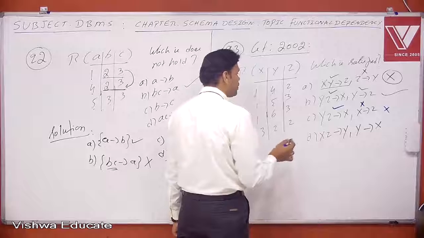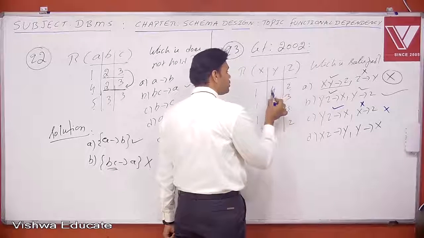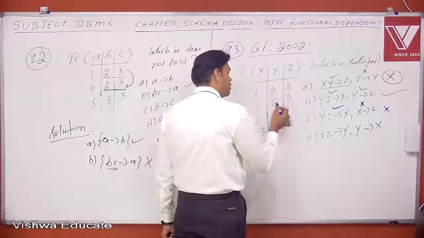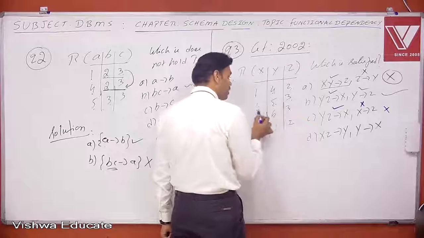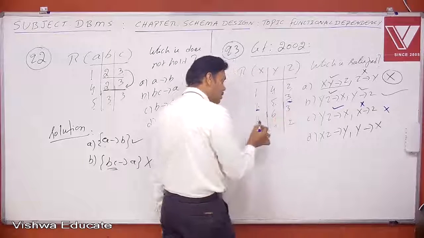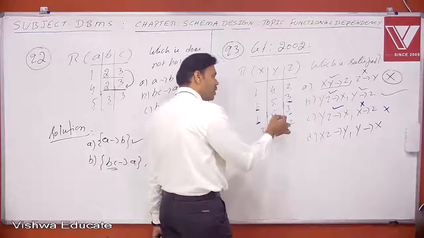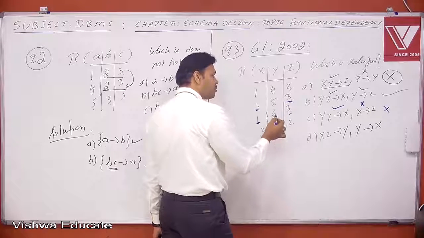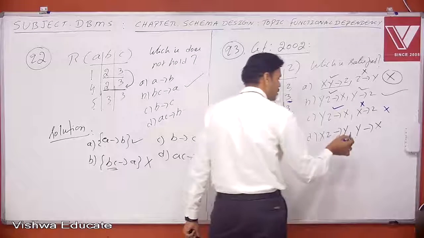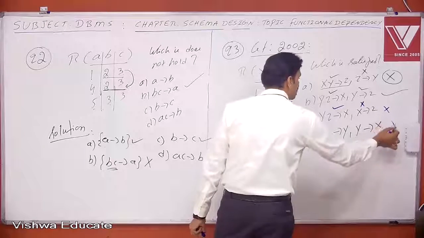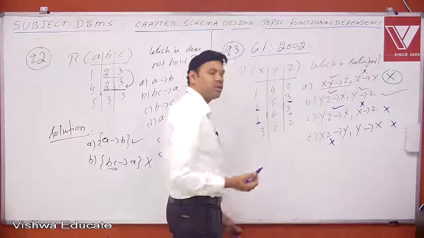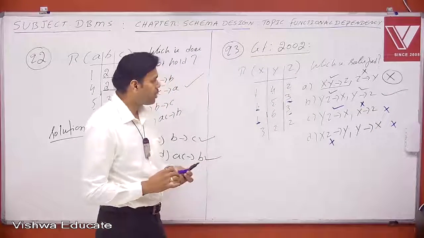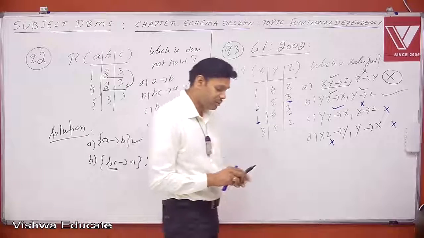Z to X, Z to Y. So 1 2, 4 1, 3 5, 1 3. Yeah, here is important. So whenever 1 3 is coming, what has to come? 5 has to come. But what is given? 6. Hence this is wrong. So overall it is wrong. So the only option is what? Option B.